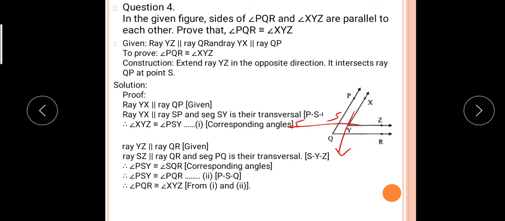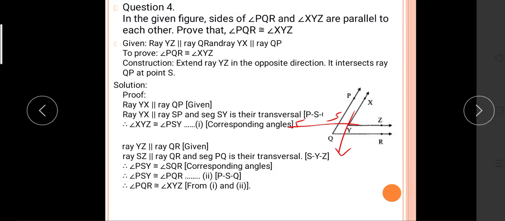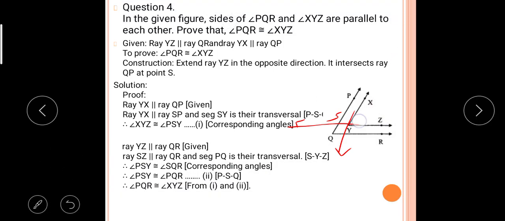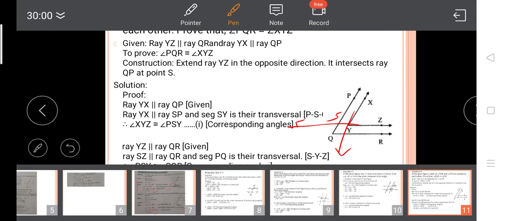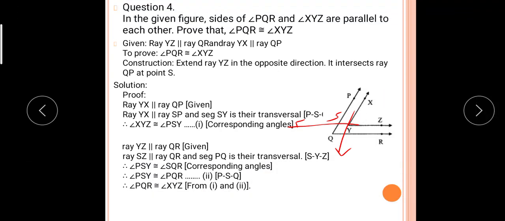SY, or SZ, is a transversal. So this angle is equal to this, that is a corresponding angle. Which angle? XYZ is equal to PSZ or PSY. These two angles are equal, this and this. Now PSY is equal to XYZ, corresponding angles. See here these two lines are parallel and this is a transversal. This is your first equation.